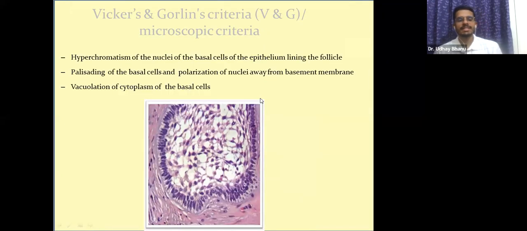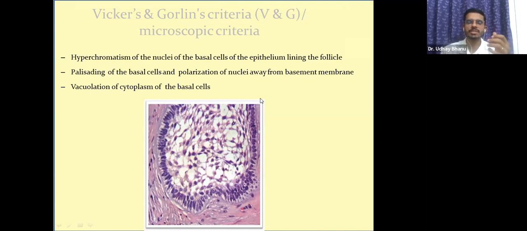Next, we come to the distinct histological features which you will see in an ameloblastoma. The basic triad of histological patterns which you see in order to make a histological diagnosis of an ameloblastoma is collectively called the Vickers and Gorlin's criteria. This describes the three aspects in a cell which you must see at any cost in order to make a diagnosis of an ameloblastoma.